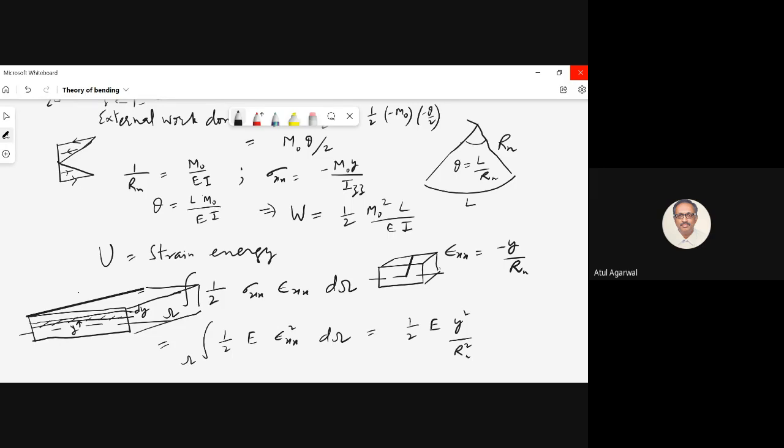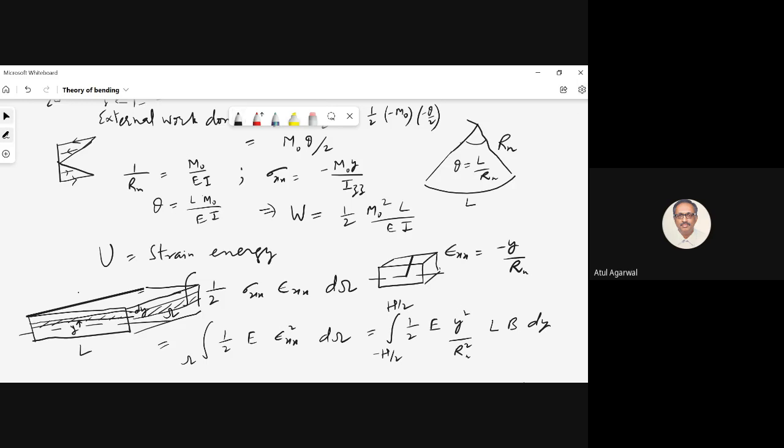So this is the element. You can see the element at a distance y, thickness dy. What is the volume of this element? You can say the volume of the element is, you're taking along the entire length L, this depth is B into dy. So this is the volume of the element. This you have to integrate from minus h by 2 to plus h by 2. Then the entire volume of the beam is covered.